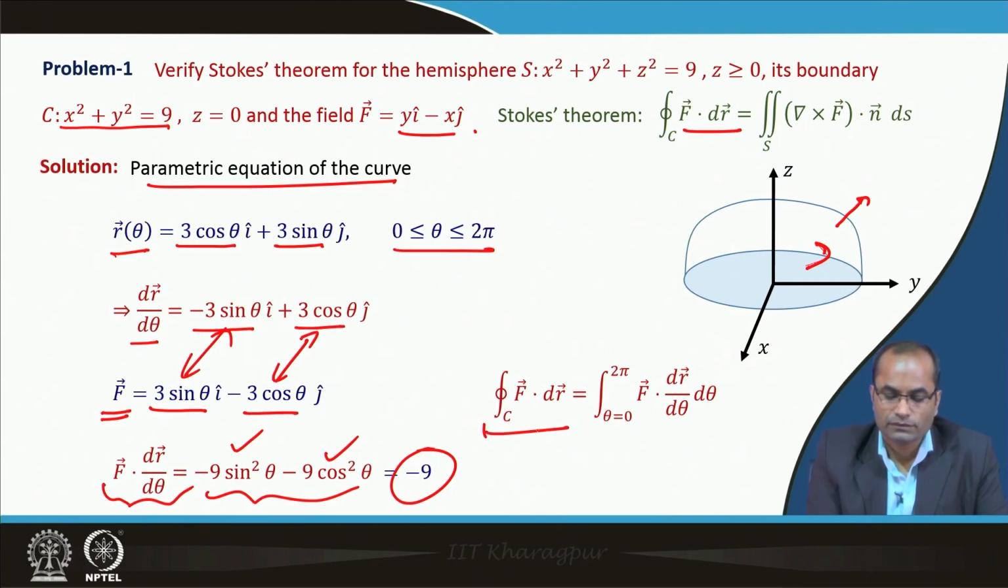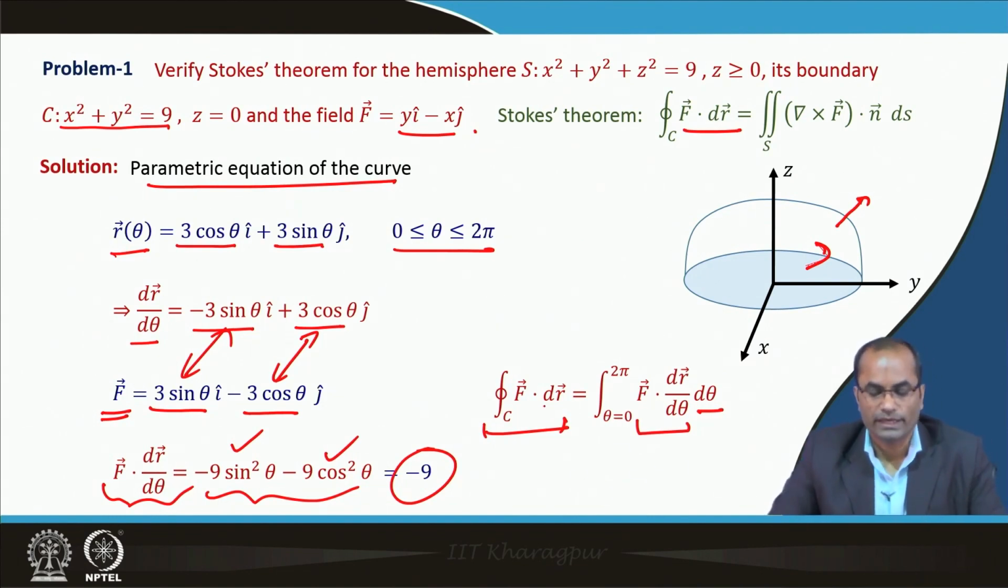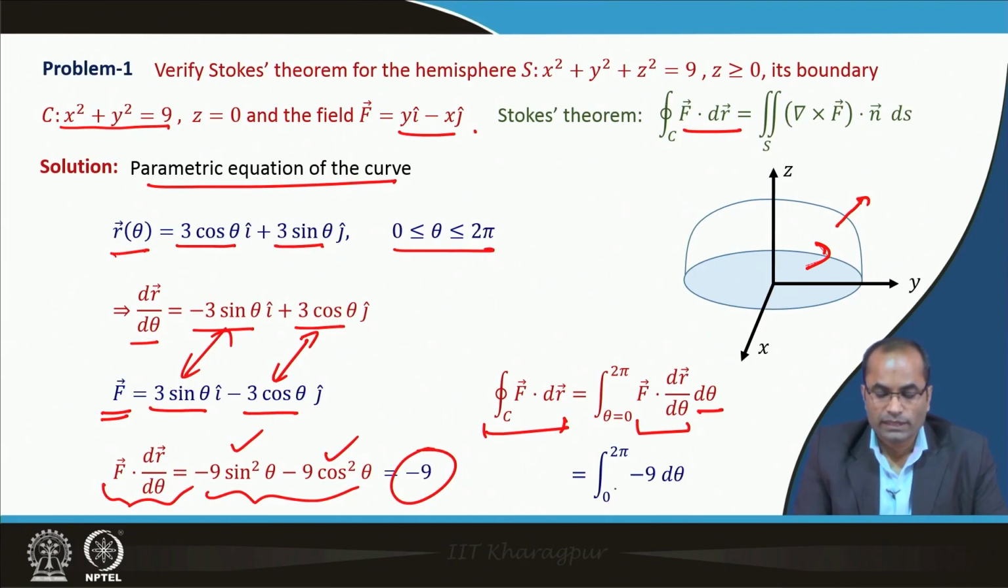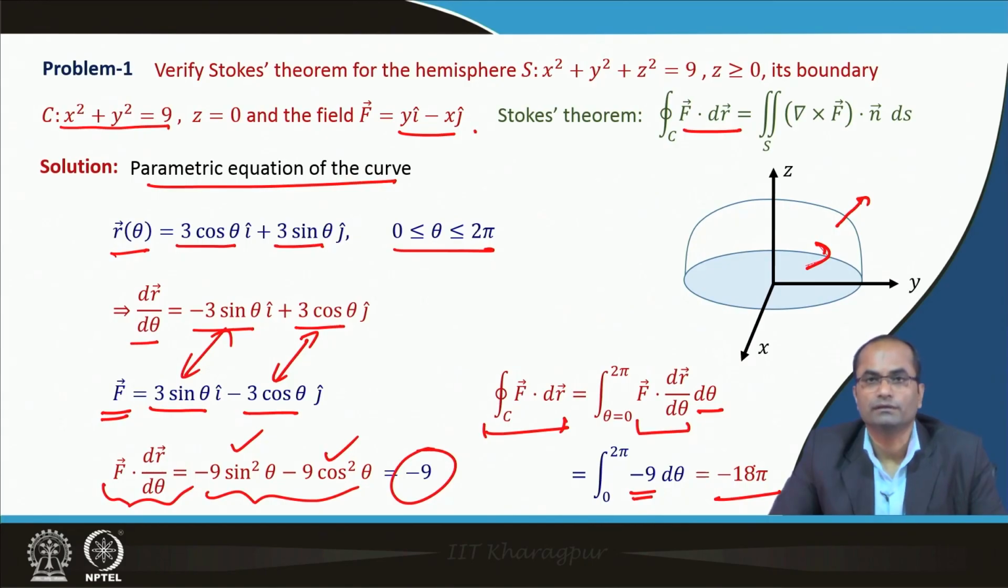this integral, the curve integral, we know that this is equal to f dot dr d theta, and theta varies from 0 to 2 pi. So, theta is 0 to 2 pi, f dot dr is minus 9. So, we have minus 9 and then the 2 pi is the value there. So, we have minus 18 pi as the value of the curve integral.